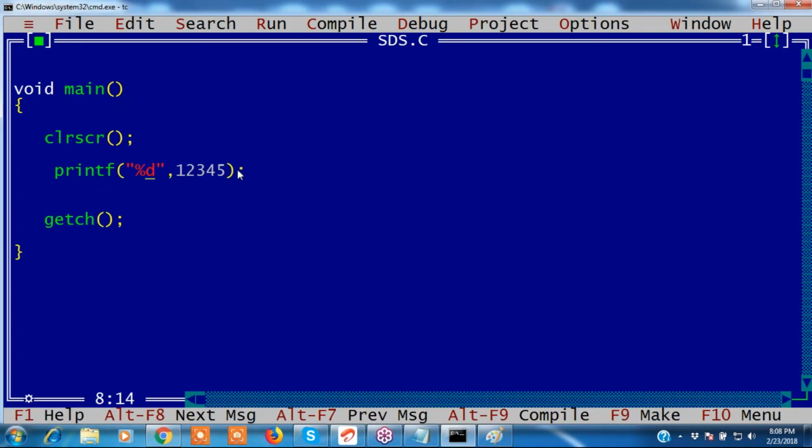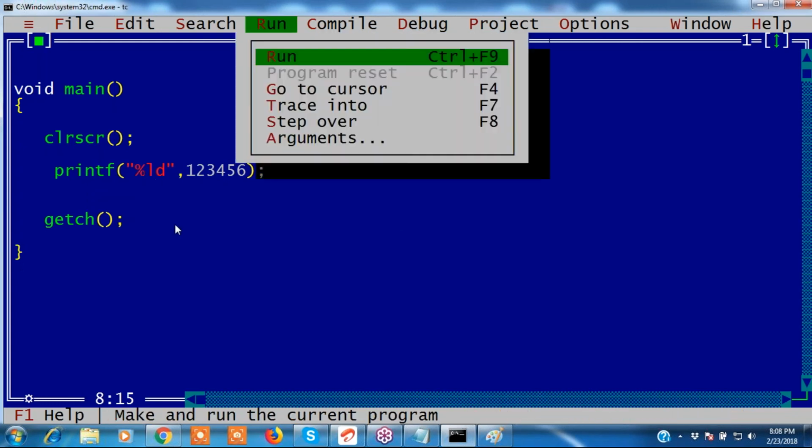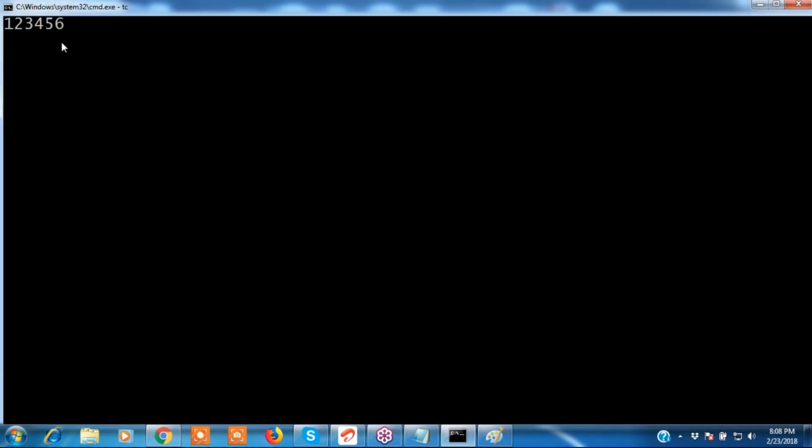Now my question is, I want to print 123456. This value it doesn't print. Why? Because the range is different. That's why we have to use a long integer. Integer range is minus 32 to plus 32 thousand. If I write this one, 123456, clearly it is printing 123456.